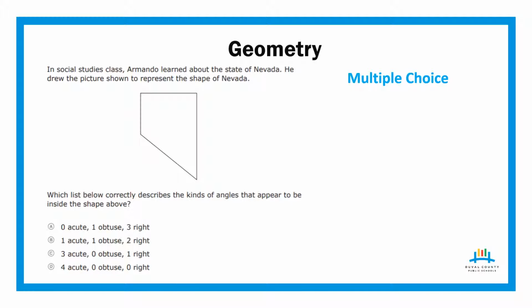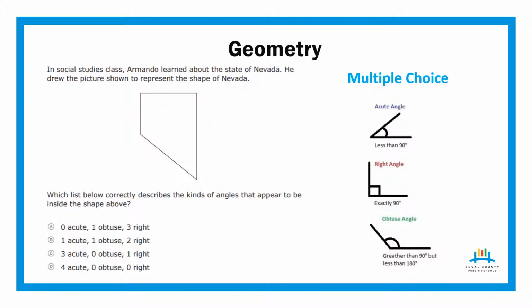In 4th grade, you learned that angles are formed by 2 rays with the same endpoint. Acute angles are angles that have a measure less than 90 degrees. Right angles are formed by 2 perpendicular lines that form a 90-degree angle. Obtuse angles are angles that measure greater than 90 degrees but less than 180 degrees. Let's use this information to help us analyze Armando's shape.